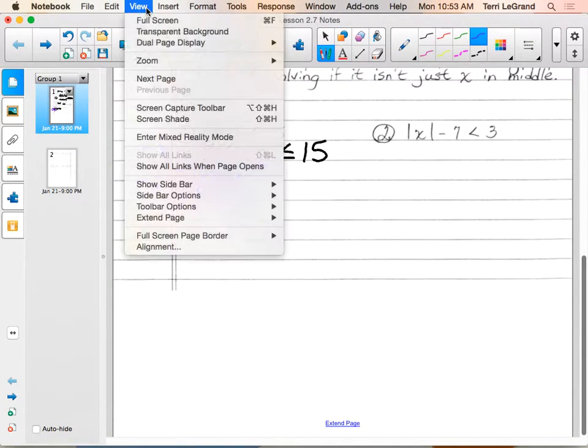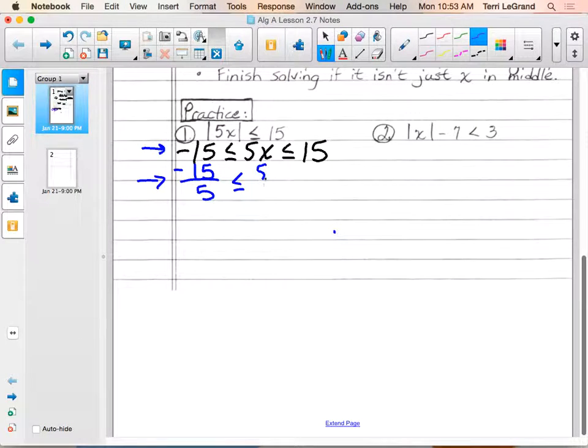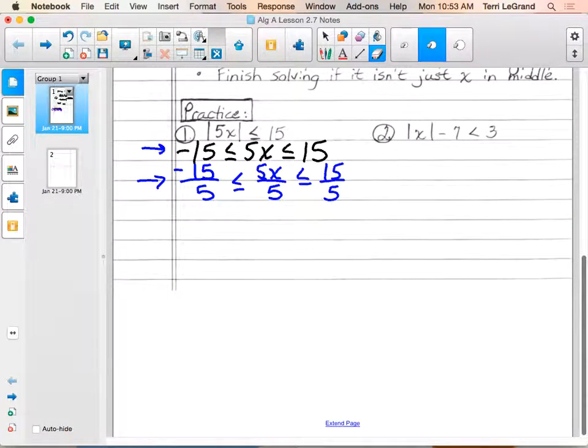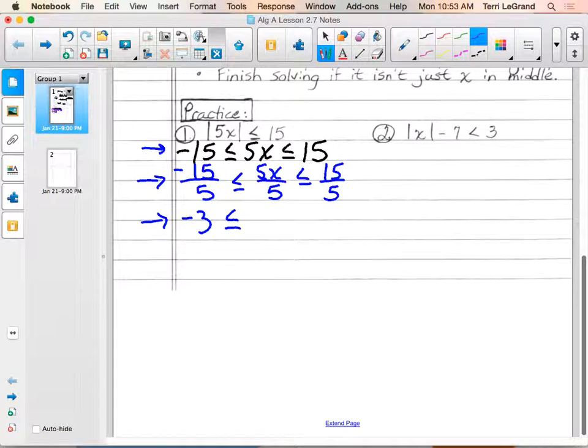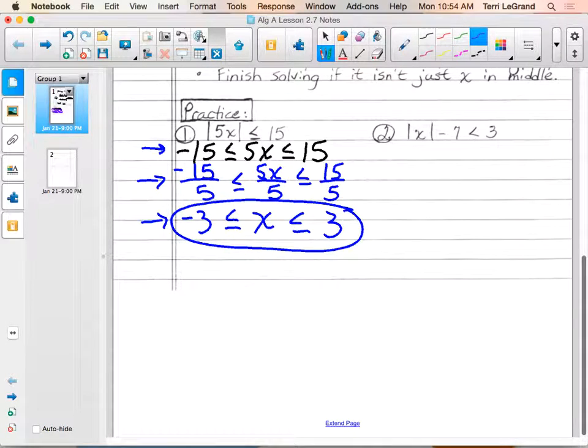So 5x is going to get divided by 5. And 15 is going to get divided by 5. Each region gets divided by 5. Negative 15 divided by 5 is? Negative 3. Okay, so we're saying negative 3 is less than or equal to what's in the middle? Just our x is less than or equal to what's 15 divided by 5? 3. Positive 3. Okay, there's our solution algebraically.